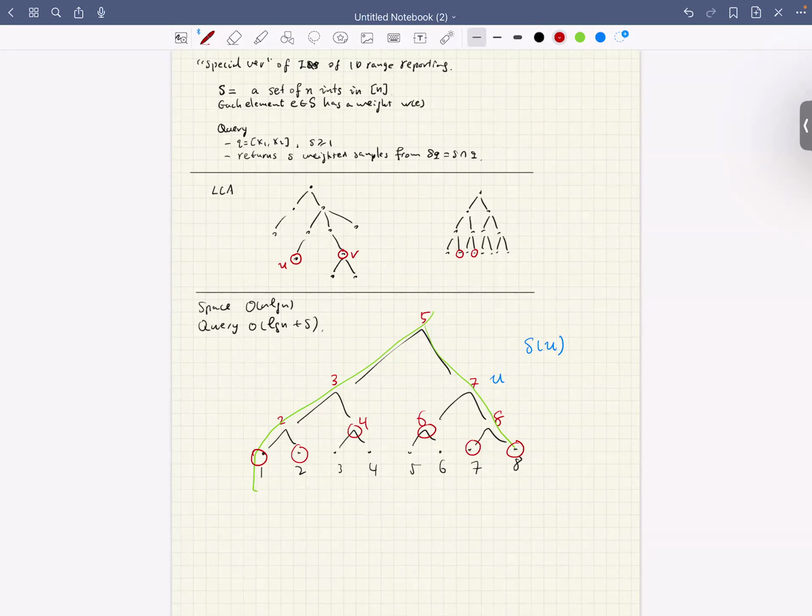Okay, awesome. Indeed, I'll make it possible for you. Next, I'm going to present a structure whose space is n log square n. However, the query time is 1 plus s. All right, n log square n.